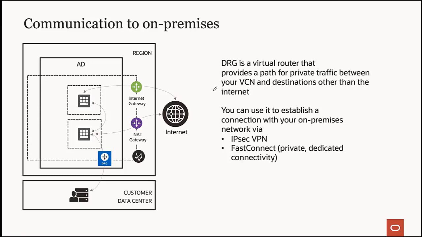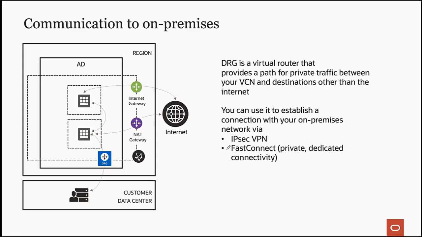The DRG, as we can see, is primarily going to be used for terminating IPsec connections that are traversing across the internet, or FastConnect, which are dedicated private circuits. Low latency, typically highly reliable for different types of workloads, replication, and so on and so forth. So essentially, the DRG now terminates.